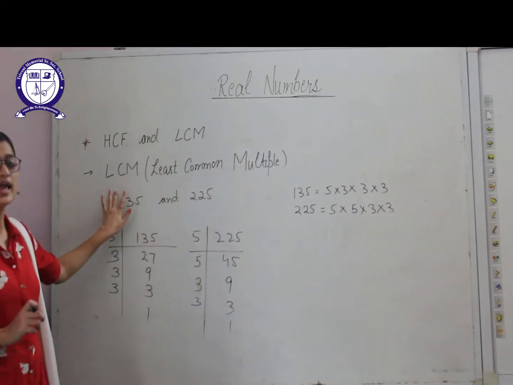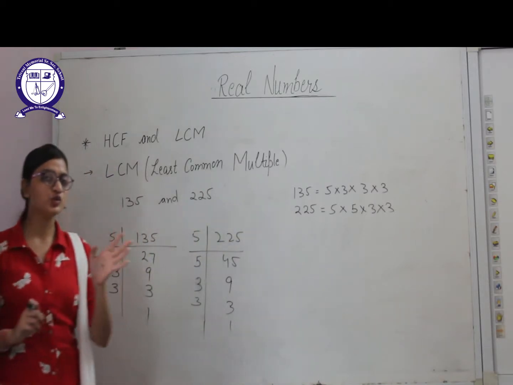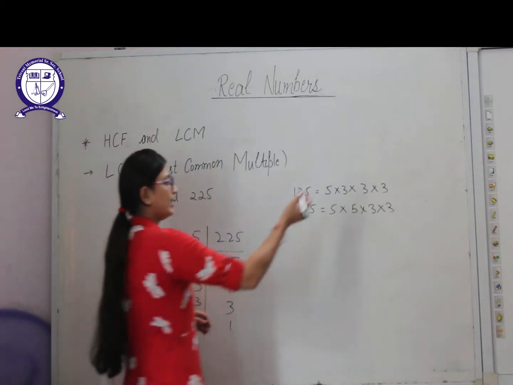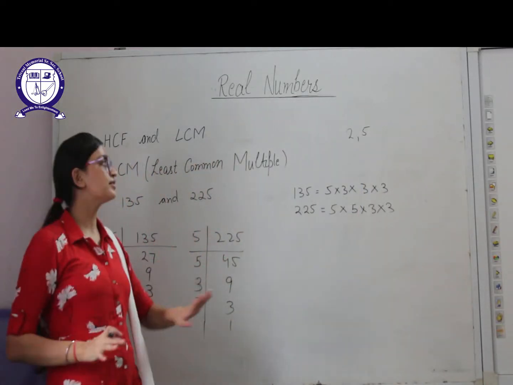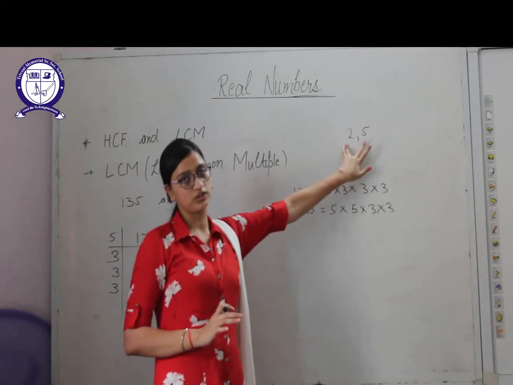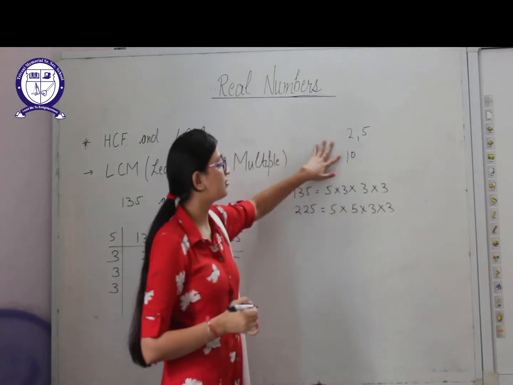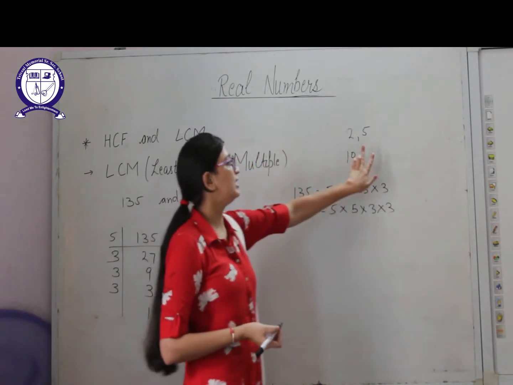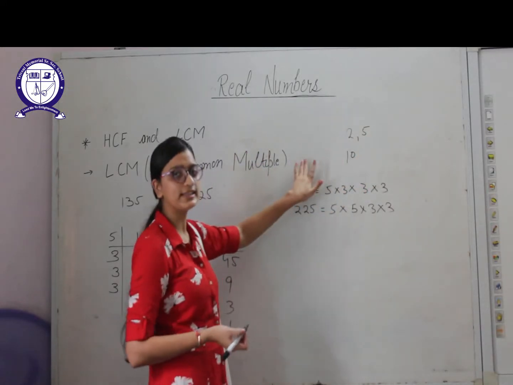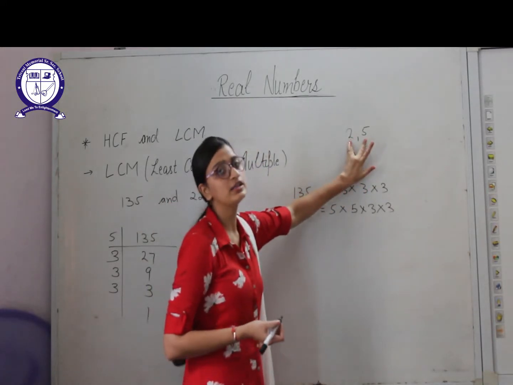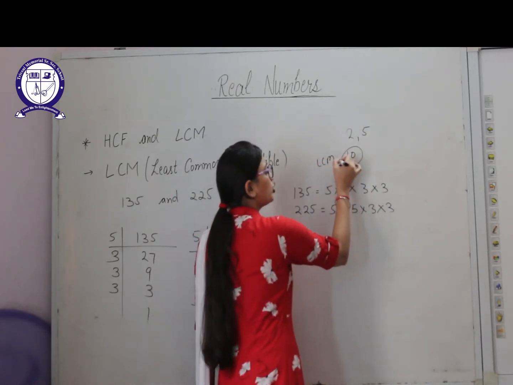Now let's come to LCM. LCM is least common multiple. If I take two numbers, suppose I am taking 2 and 5, we need to find the smallest number which is divisible by both. So if I take 10, we can see that 10 is divisible by 2. Similarly, 10 is divisible by 5. And if I take any other number below 10, it is not divisible by both numbers. So this 10 will be the LCM of 2 and 5.